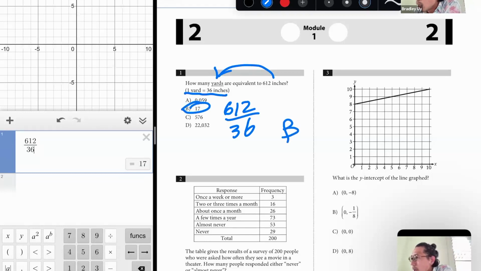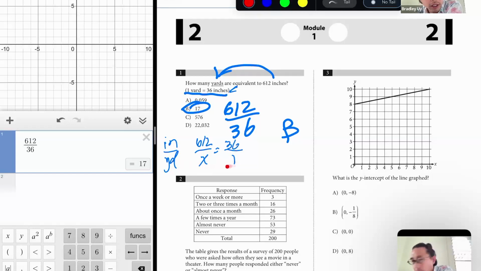If we wanted to get a little fancier, we could set up a proportion. A proportion would look something like this, inches to yards. I like to start my proportions with words just to keep me on track. There are 612 inches to how many yards? Well, that's what we're trying to find. Let's call it X. And the conversion, which is listed right here, there are 36 inches to 1 yard. Notice the 1 goes on the bottom, with the yards.